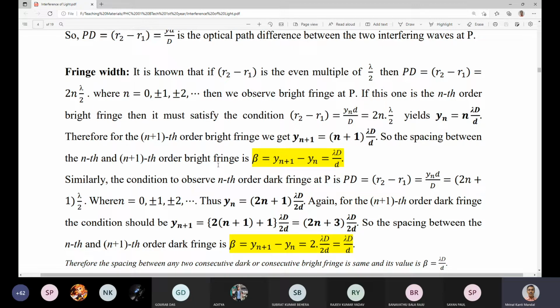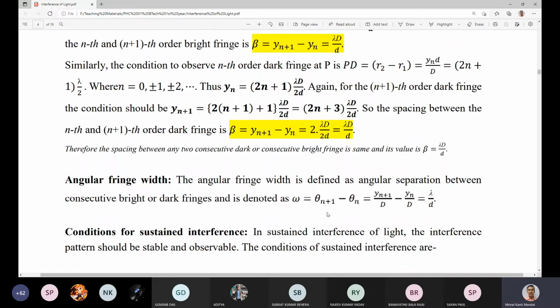In a similar way, if we perform this treatment for the position of the nth order dark fringe, then Yn d divided by D is equal to twice (n plus 1) lambda by 2, and Yn is twice (n plus 1) lambda D divided by twice d. If we consider the n plus 1th order dark fringe, n is replaced by n plus 1, giving twice (n plus 3) lambda D divided by twice d. If you take this difference, the fringe width beta equals Yn plus 1 minus Yn, then again you will get lambda D divided by small d, right?